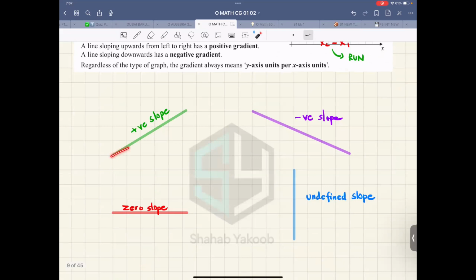If a graph is going like this, the green line, that's a positive slope. You are going to the right, you are moving up. If the line is like this, the purple line, that's a negative slope because when you move to the right, instead of going up, you are going down. That's a negative slope. A flat line has a zero slope. A perpendicular line, a vertical line has an undefined slope.